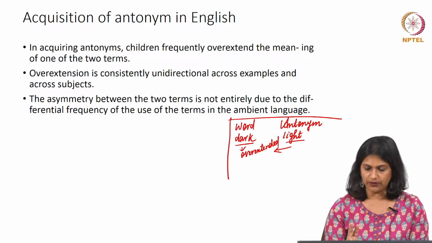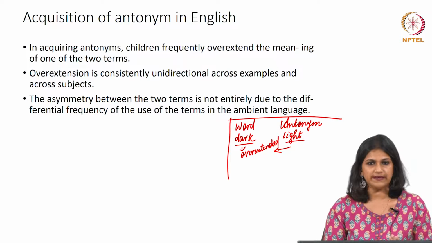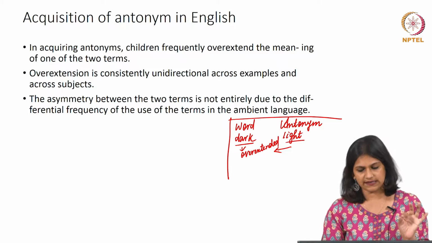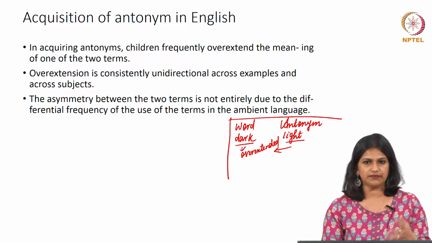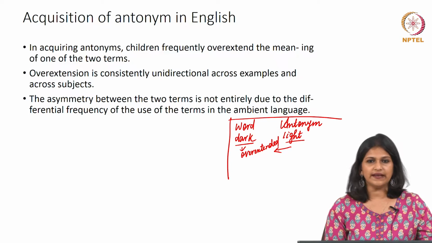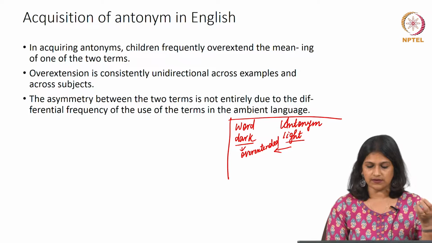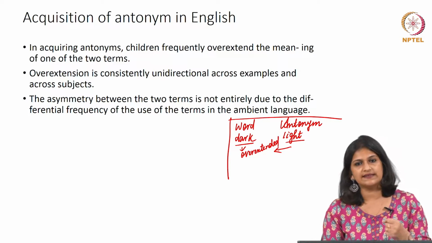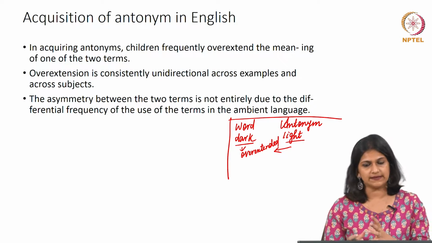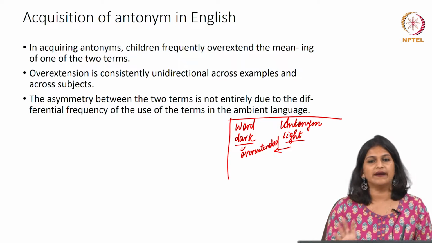So, this sounds a little clumsy if you read it, but let me explain it to make it sound simple. The asymmetry between the two terms, let us say dark and light, obviously there is an asymmetry between these two, which is why these are opposite to each other, these are antonyms to each other. For a child, this asymmetry is not entirely due to the differential frequency of use. That means it is not related to how dark is used in the discourse or how light is used in the discourse. Rather, it depends on what kind of ambient language hosts these two terms. So, instead of focusing on the frequency, the child has to find out the semantic overextension.